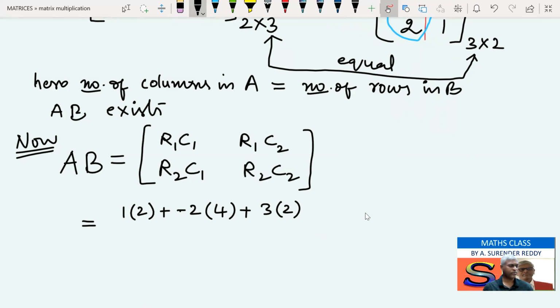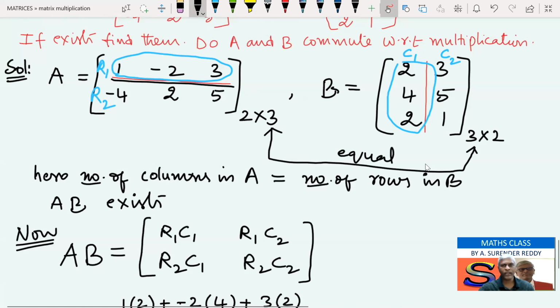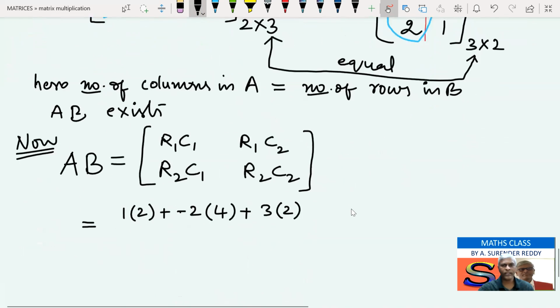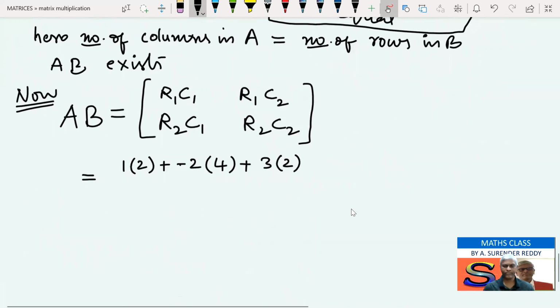Next R1 C2. You can see 1 into 3, so first number with first number of C2. Minus 2 into 5.